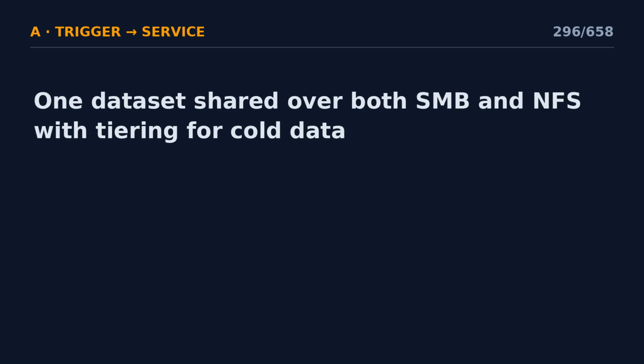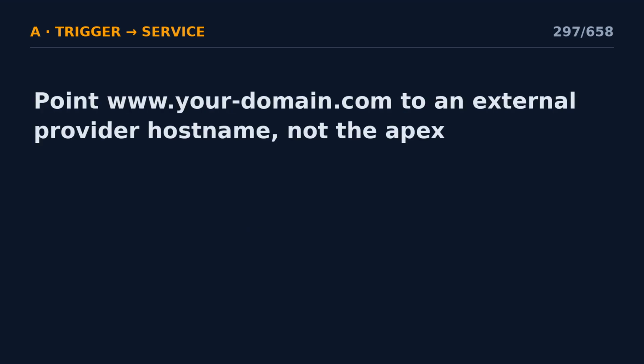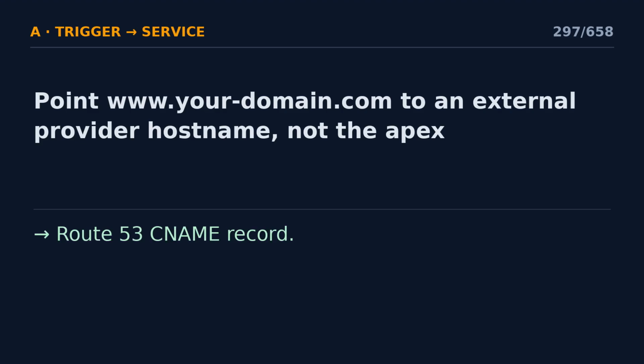One dataset shared over both SMB and NFS with tiering for cold data. Answer: FSx for NetApp ONTAP. Point www.your-domain.com to an external provider hostname, not the apex. Answer: Route 53 CNAME record.